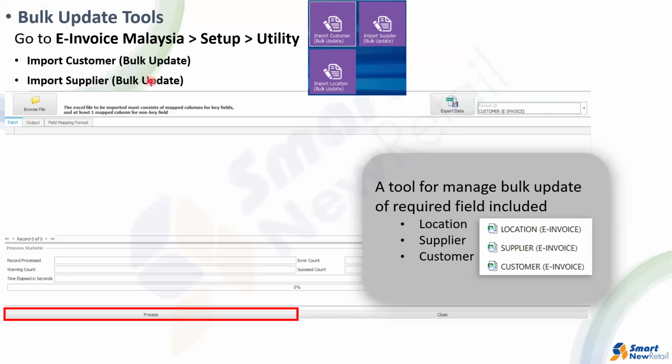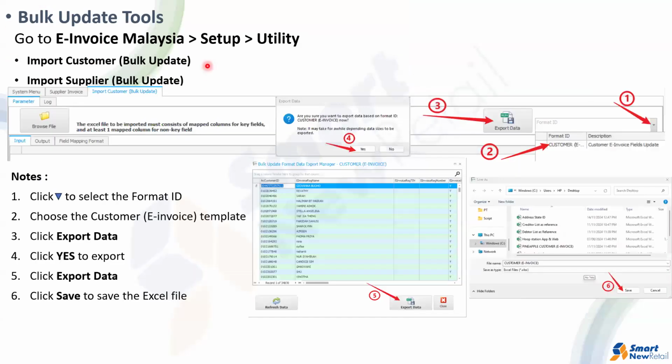So this is for our bug update 2. Actually, they have a screenshot for it. Basically, just select your format ID, click export. Are you sure? Yes. It will give you a list. You can click export data where you want to save your Excel. After you are done editing, select format ID and select browse file.